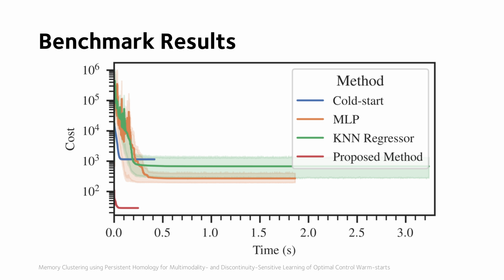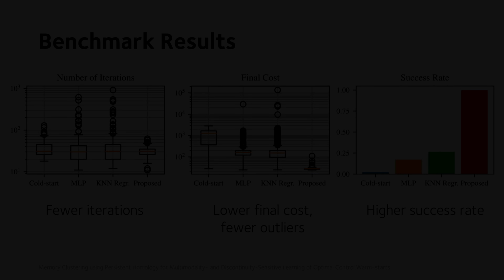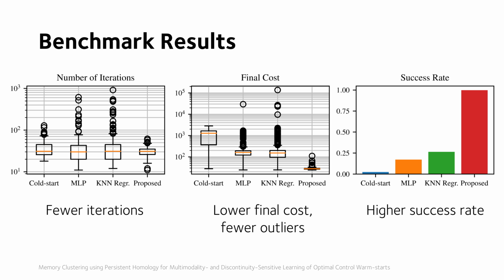This observation is even more pronounced when looking at the convergence versus time. Here, our method converges significantly faster than the cold starts, as it requires fewer line search steps, or minor iterations, as the dynamic defects are smaller. Finally, we find that our method outperforms the class-agnostic learning methods as well as a cold start by requiring fewer iterations, resulting in a lower final cost with fewer outliers, and achieving a higher success rate.